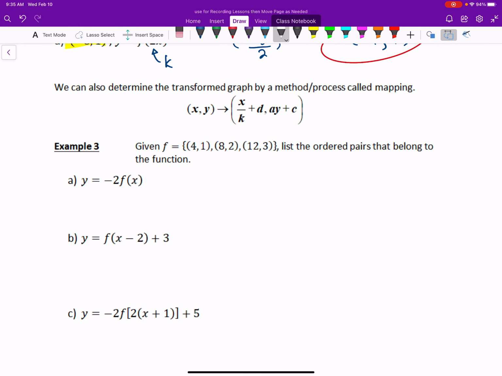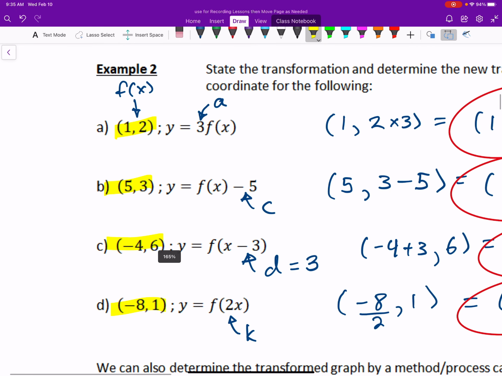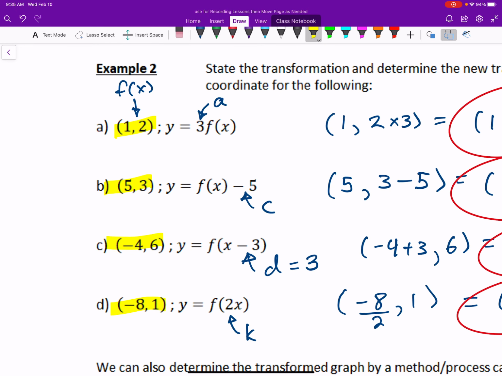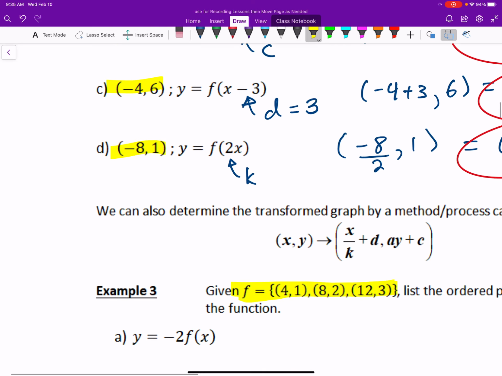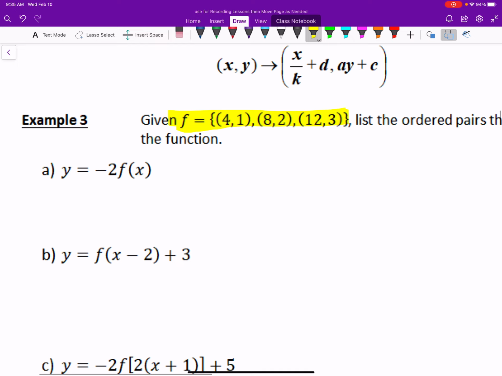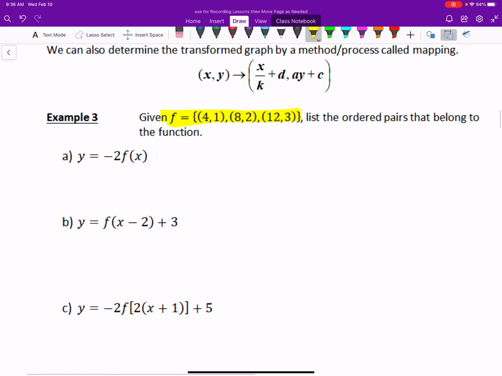So again, as I said, we can have a function that's just a bunch of points. In the previous examples, the function f of x was just a single point each time. It was (1, 2), it was (5, 3), it was (-4, 6), whatever, one at a time. But this time, f of x is all 3 of these points: (4, 1), (8, 2), (12, 3). So that's the entire function. It's just those 3 points. Now let's transform those 3 points.